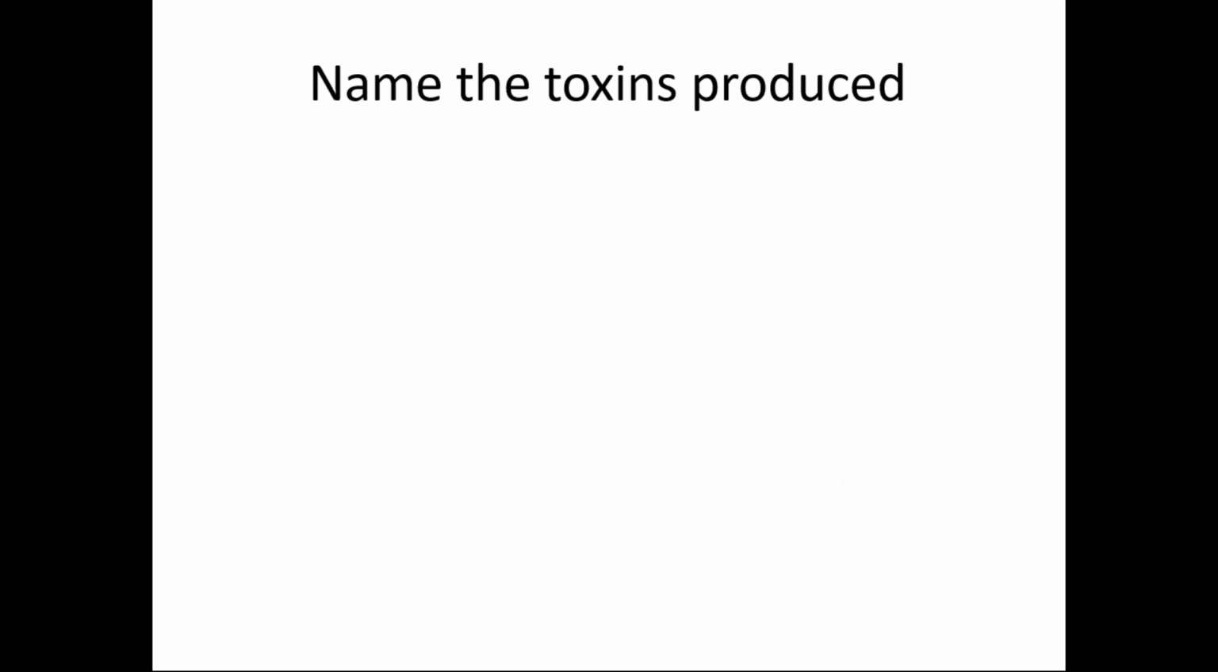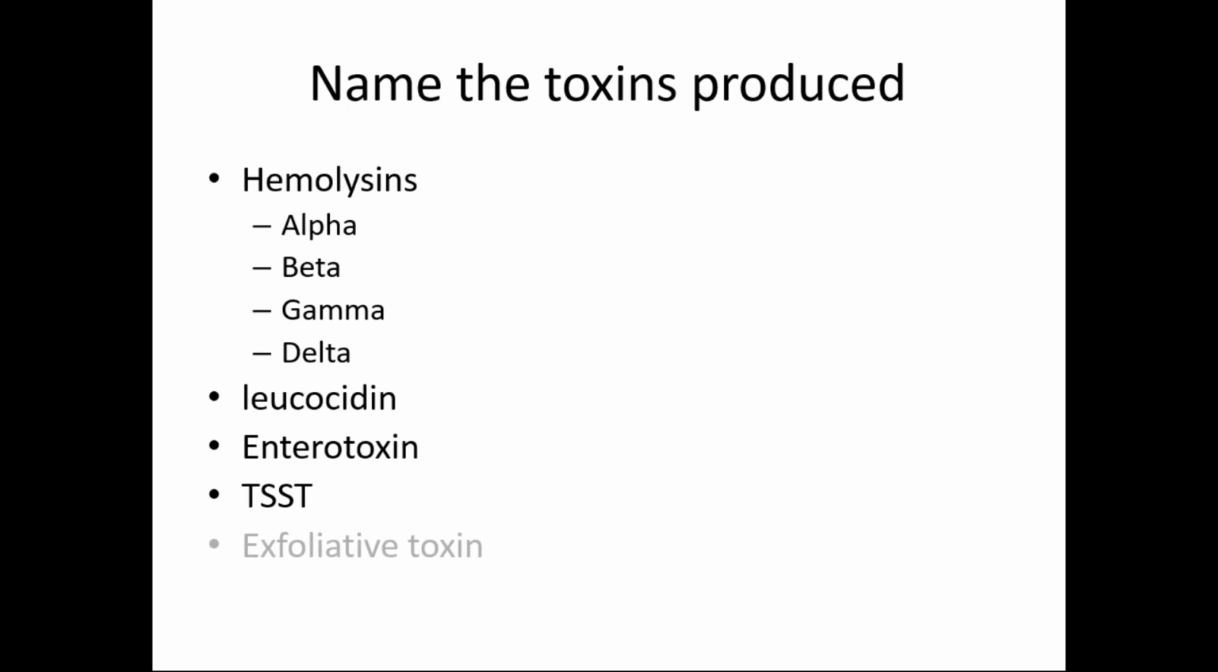Next. So you have learned about Staphylococcus. Name the different toxins which are produced by Staphylococcus. Hemolysin, leukocidin, enterotoxin, TSST, exfoliative toxin. So these are all the toxins produced by Staphylococcus. Hemolysins: alpha, beta, gamma, and delta hemolysin. TSST means toxic shock syndrome toxin.